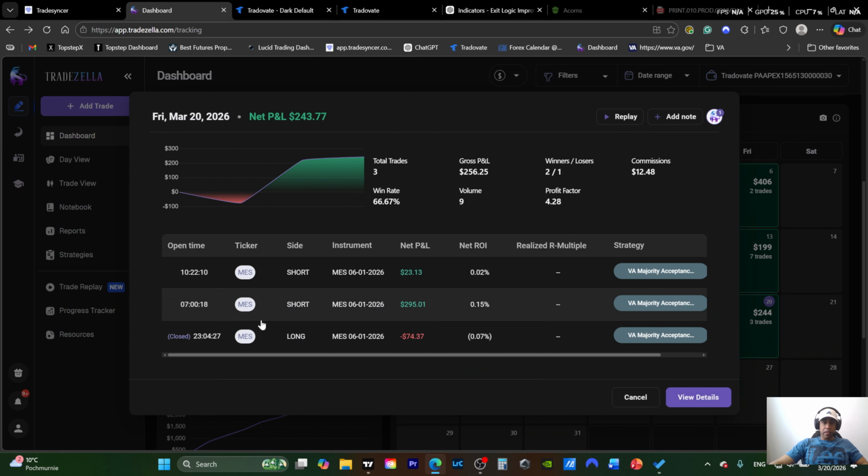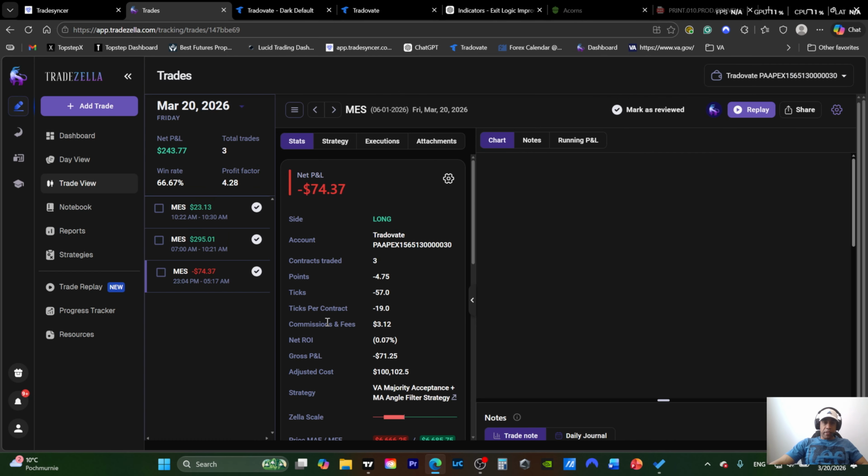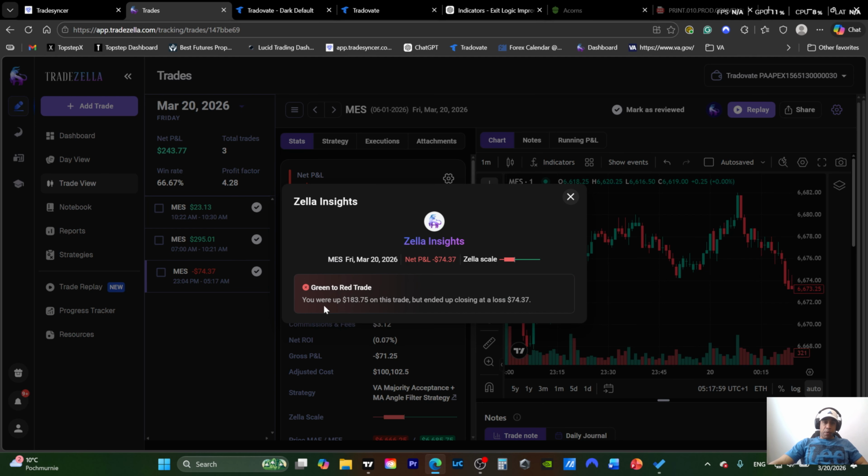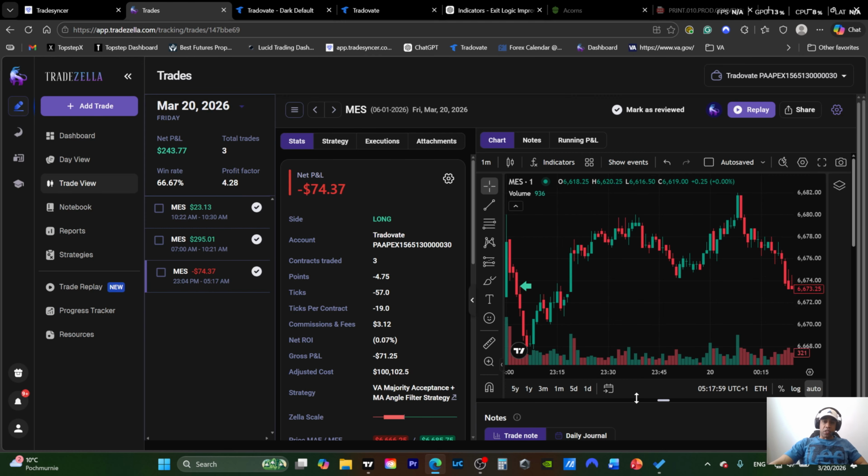So if we zoom over here, this was the first trade. Okay, it was long, stopped me out, and you see over here, I was up $183 and ended up closing at 74 for a loss. Okay, so that was that trade.